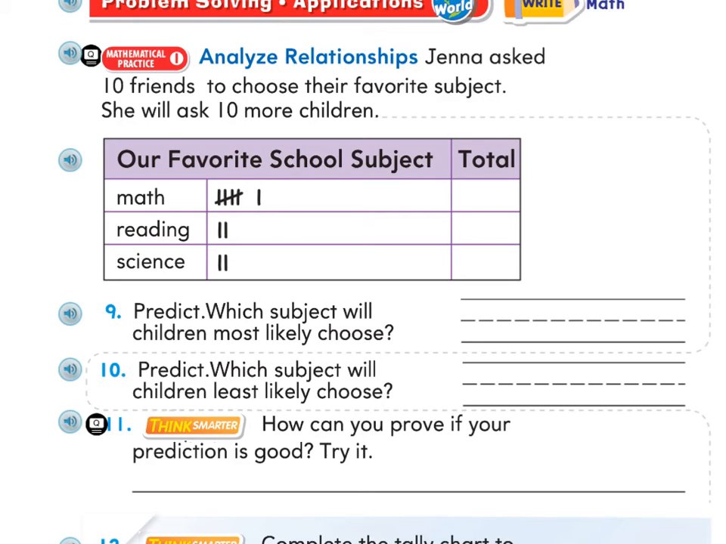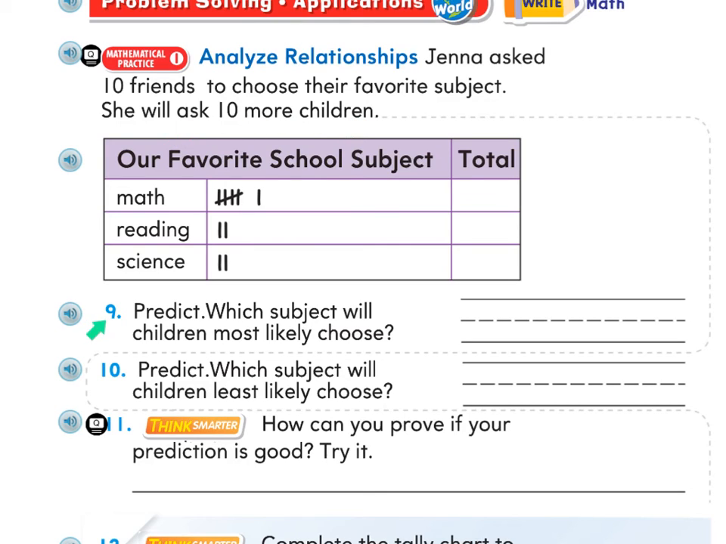So on this page, you're going to be doing some predictions. It says, Jenna asked 10 friends to choose their favorite subject. She will ask 10 more children. So this is her graph so far. It says our favorite school subject. We have math, reading, or science. This many children chose math, this many chose reading, and this many chose science. Now, she hasn't totaled it up yet because she says she's going to ask 10 more children.